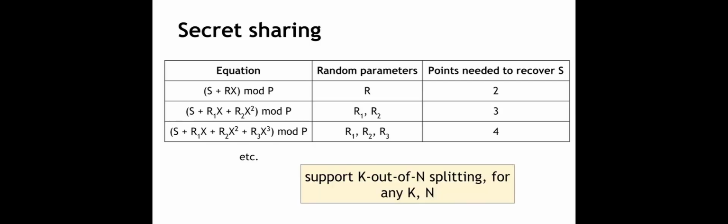And so this scheme will let you take any secret and split it into n shares such that k shares or more are needed to reconstruct. And that turns out to be a really useful thing because now you can take a secret key or other secret information and split it up in this way. It supports k out of n splitting for any k and n. So let's talk about the good and bad that we get out of this process.